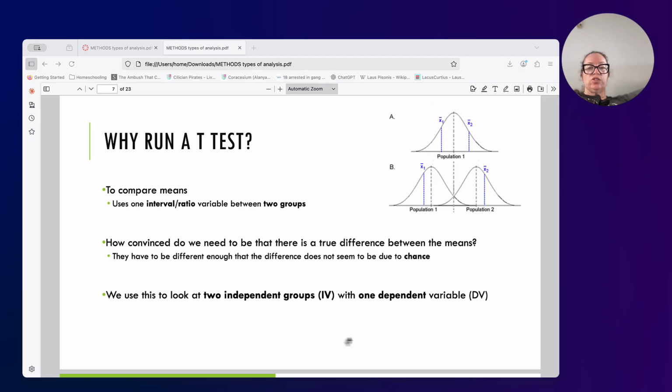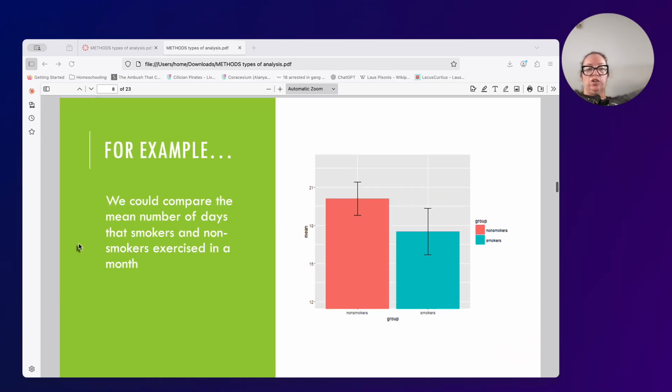So again, we use this to look at two independent groups for the independent variable, nominal variables, categories, with one dependent variable, an outcome variable. So if we take a look here, for example, we could compare the mean number of days that smokers and non-smokers exercised in a month, all right?